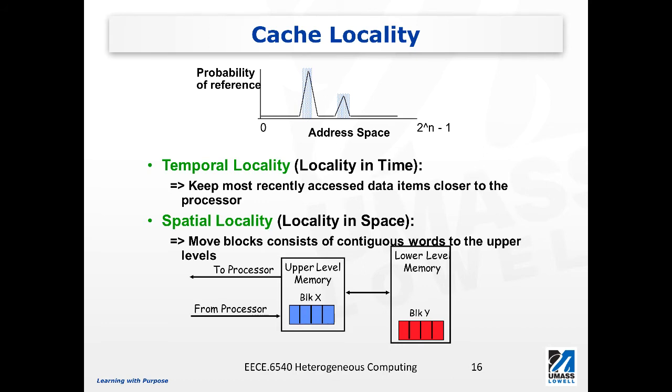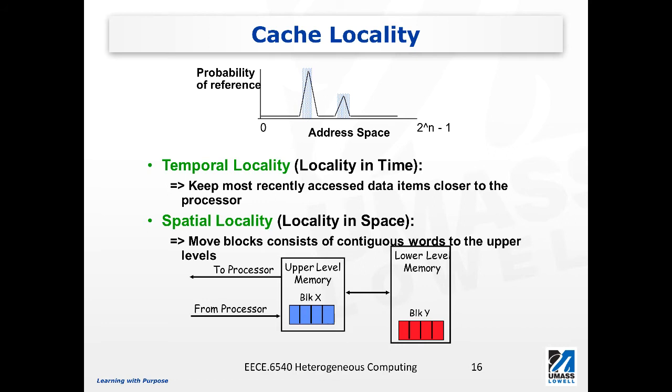This locality can be categorized into 2 aspects, temporal and spatial. Temporal locality is really the locality in time, which means that the most recently accessed data will be accessed again in the near future. That is why it makes sense to keep the most recently accessed data items closer to the processor.